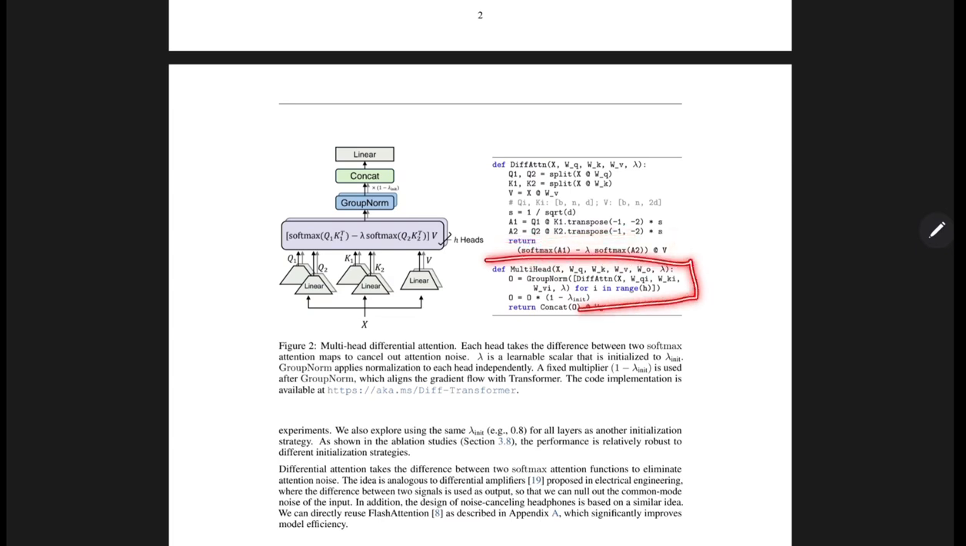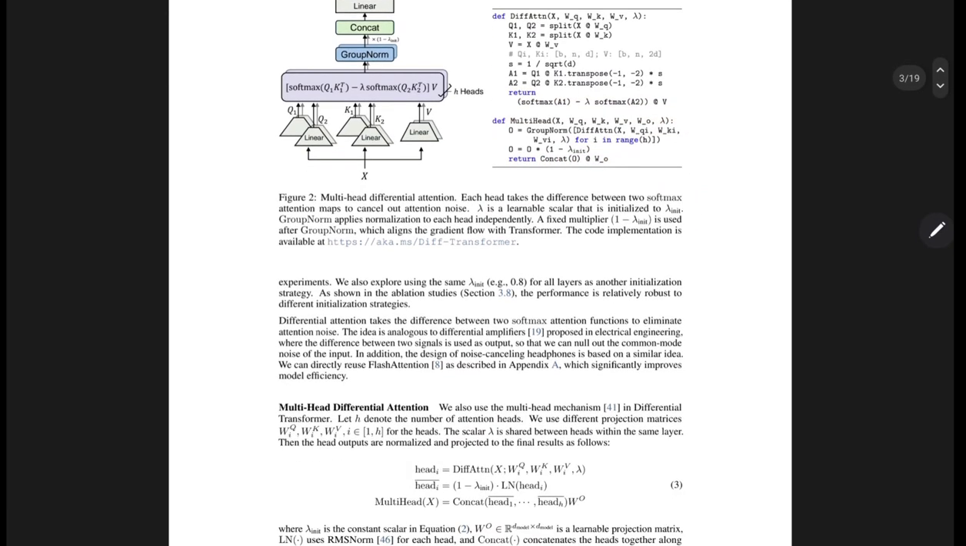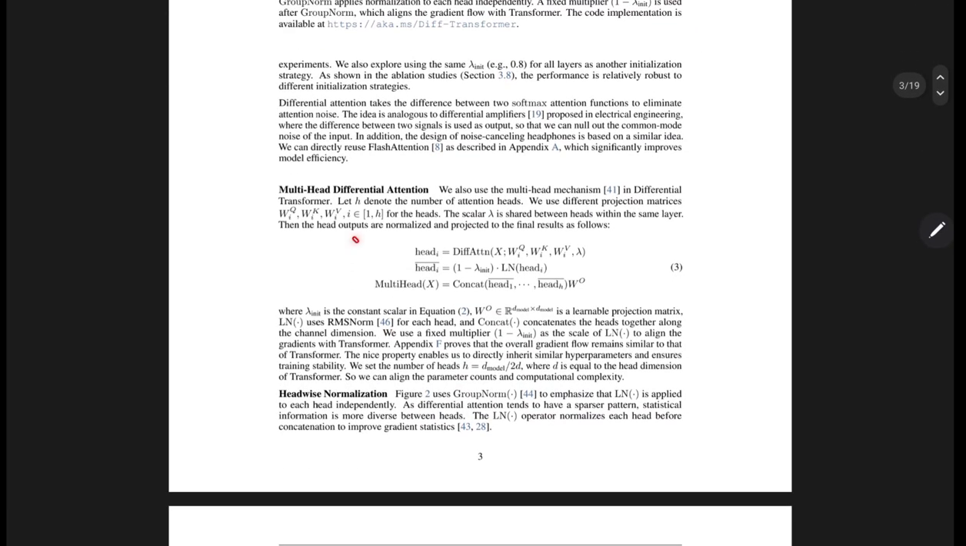Similarly, for multi-head, we are doing the same thing. We are just concatenating the heads, right? Because that is what we do. What are they doing here? If you see here, everything remains the same. The overall formula for multi-head remains the same. We are concatenating the heads from this to this.